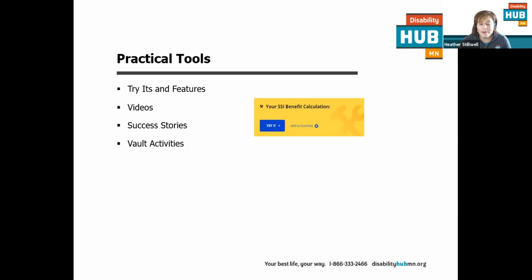It is a place where someone can go through several activities that provide estimates of work and benefits, advice on managing your benefits, budgeting tools, and more. We're going to take a closer look at that in a few minutes.